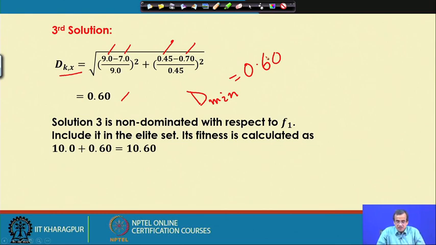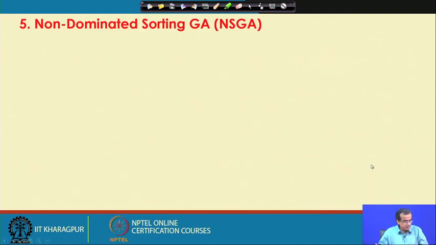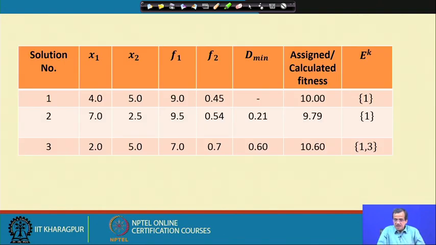And solution 3 is found to be non-dominated with respect to at least one objective. So, we put it in the non-dominated set or the elite set, and its fitness will be the fitness of the elite plus the D minimum, that is 0.60. So, this will become 10.60. So, what we do is we put the values of the Euclidean distance and the fitness in this particular table.